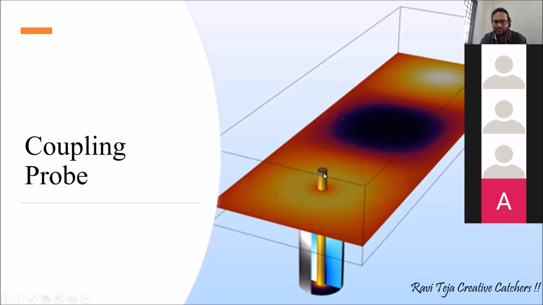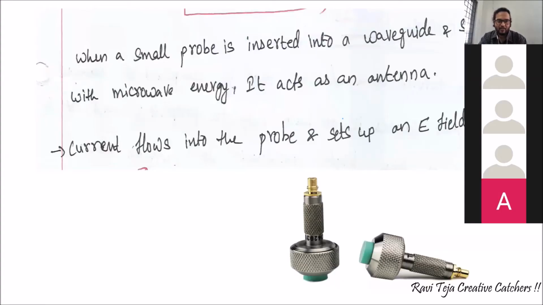Now let us assume the second condition, where the waveguide or cavity resonator is already filled with the signal. If you want to extract the signal present in it, you can again make a hole, couple using a coupling probe, and extract the signal present in the cavity resonator or waveguide. So this coupling probe acts as an antenna. Either it can take the signal from the cavity resonator or waveguide, or it can provide the signal to the cavity resonator or waveguide.